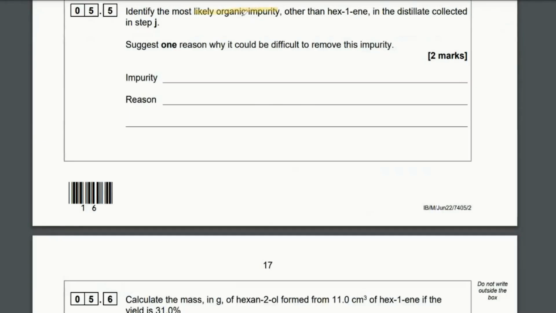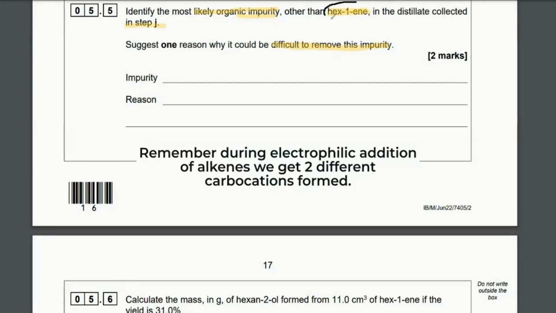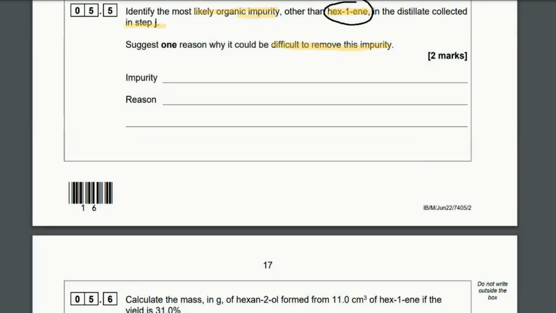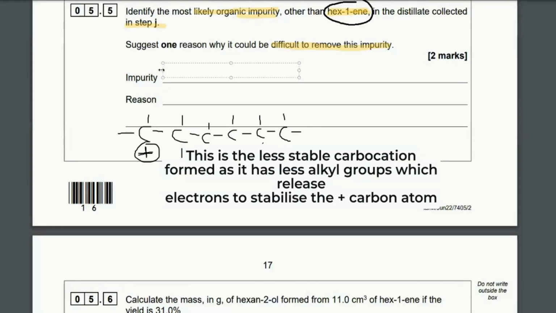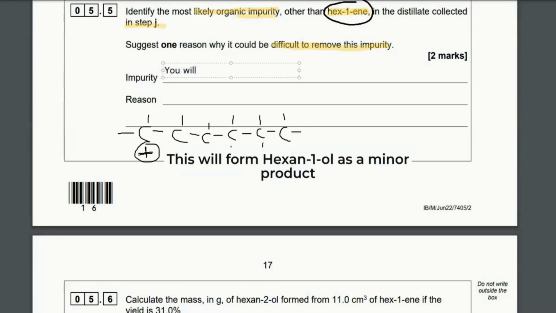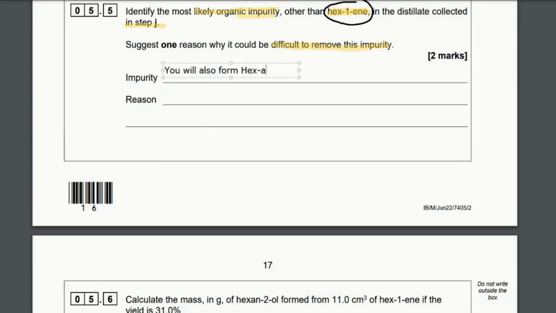Identify the most likely organic impurity other than hex-1-ene in the distillate collected in step J. So obviously hex-1-ene was our starting reactant and hexan-2-ol was our product. Other than the leftover reactant that hasn't been got rid of, what's the other likely impurity? Remember, during electrophilic addition of alkenes, we can form two possible carbocations. This is the less stable one formed, and this is going to form hexan-1-ol as a minor product. Okay, so you're going to get some hexan-1-ol formed. I worry about my spelling of hexan-1-ol. There shouldn't be a hyphen between the hex and the 'an' there. Sorry about that.